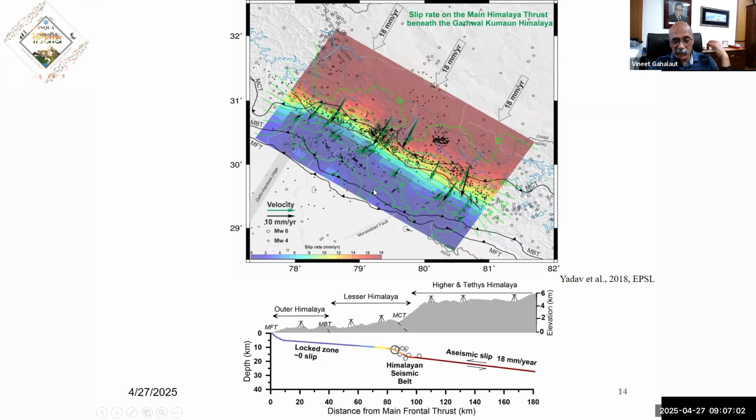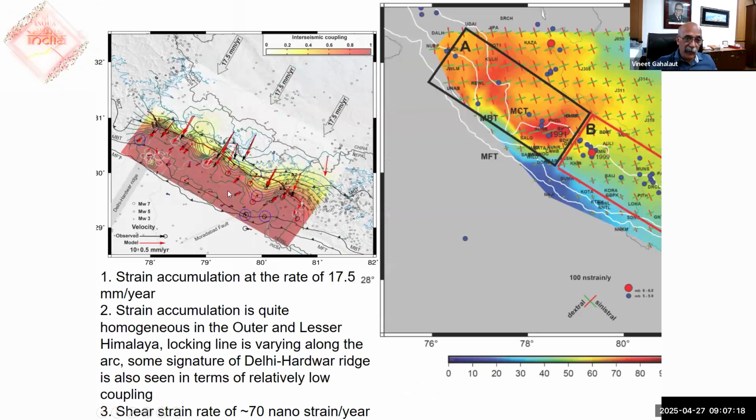So MST here is perfectly locked. MST here is perfectly unlocked. It's slipping aseismically, and it is this part which is accumulating strain. You can convert it into the extent of locking, which is what is here. So this is perfectly locked. Red always denotes danger. So that's where the maximum strain accumulation is going on. And as you move towards north, the locking becomes imperfect. And by the time you are in Tethys Himalaya, beyond higher Himalaya, the MST is slipping aseismically.